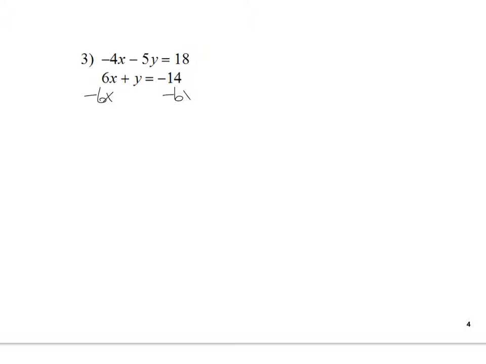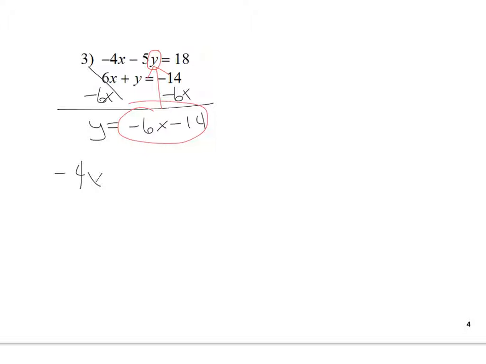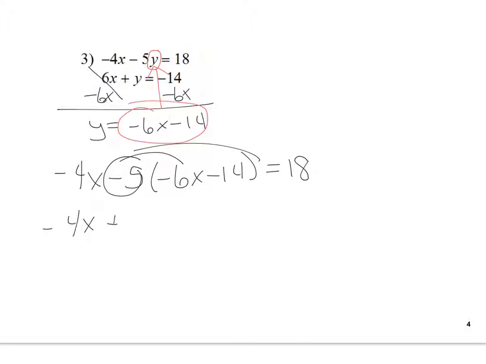So we have to get one of the variables by itself. The easiest one would be y, because all I had to do was subtract 6x, and then y is this. Y goes here. Plug that into that spot. So we'll rewrite everything, but in place of y, we put negative 6x minus 14. And then we solve. Take that negative 5, distribute it through. Combine.